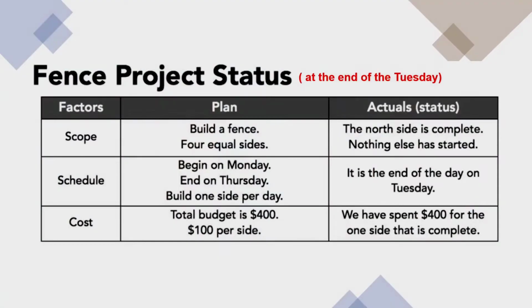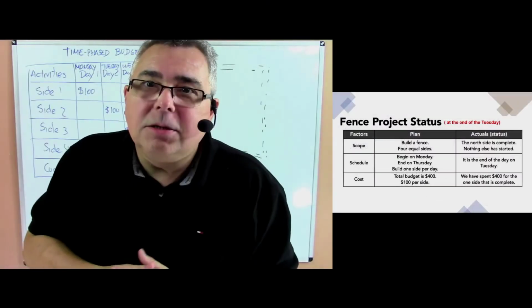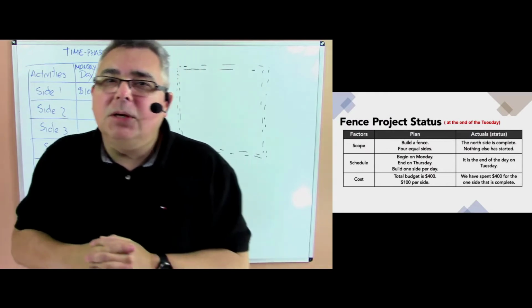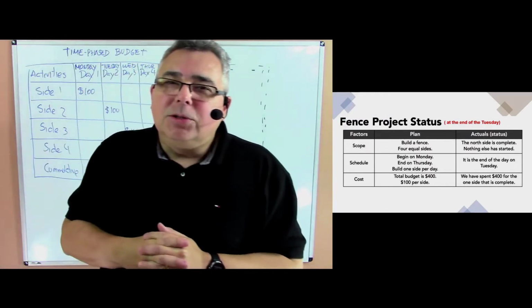And that's a question the project manager asks. And the guys answer, we completed the north side, the first side of the fence. And the project manager says, the first side of the fence. By the way, how much have you spent on that side? Oh, it was tough, but we spent $400. $400. And the project manager looks at the guys and says, what should I do?